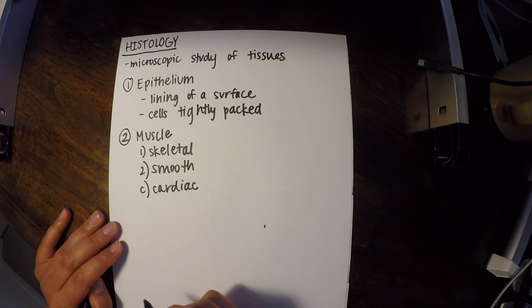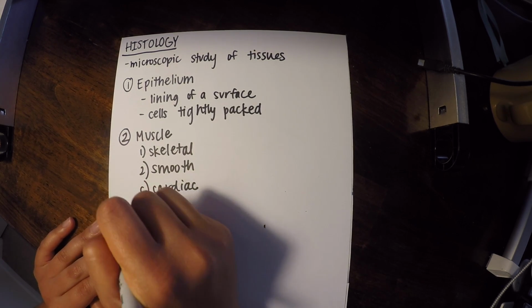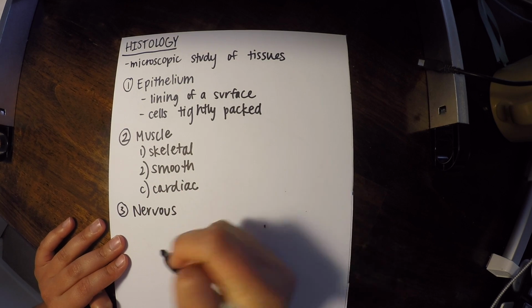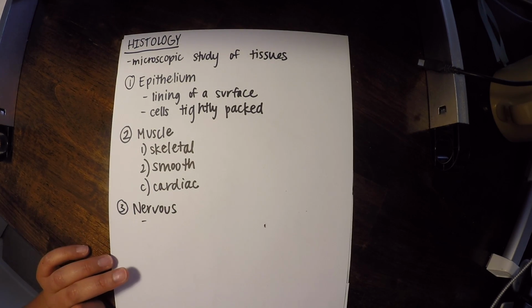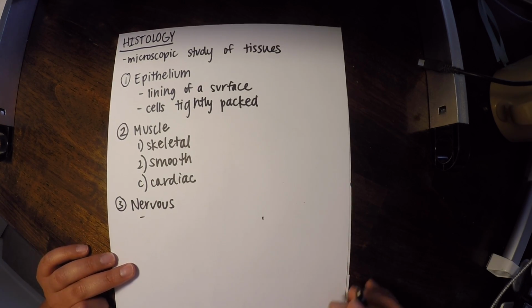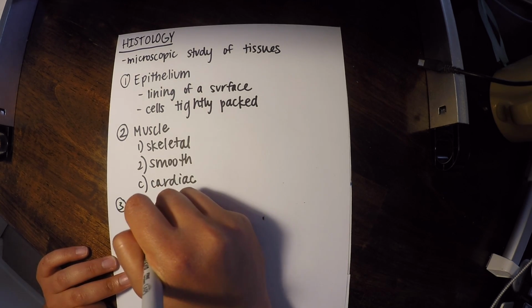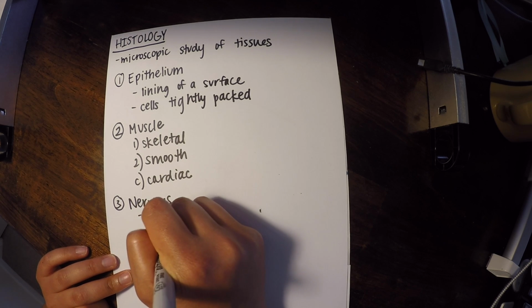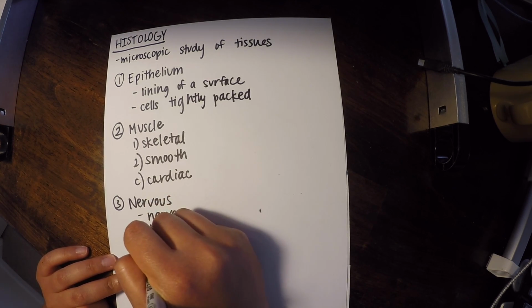The third type of tissue is nervous tissue. The different things that are composed of nervous tissue are nerves, of course, but also your brain and your spinal cord.